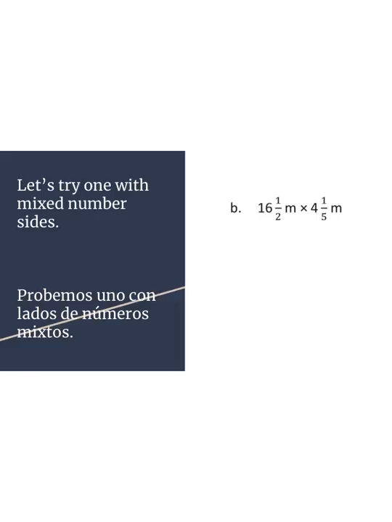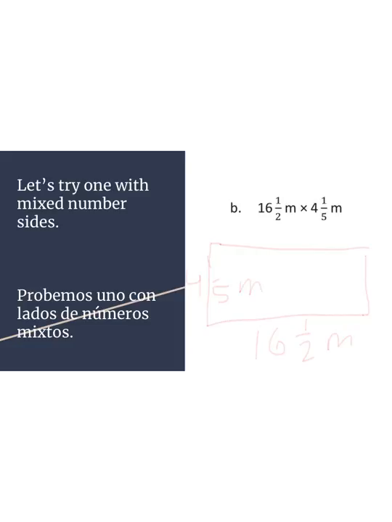Last one we're going to be talking about today is a mixed number, and we all know that we don't particularly love mixed numbers. We've done several in class. So I'm going to go ahead and draw another rectangular shape. You can imagine it as a rug or tarp or whatever makes sense to you. So here we have 16 1/2 meters, and on this other side we have 4 1/5 meters.